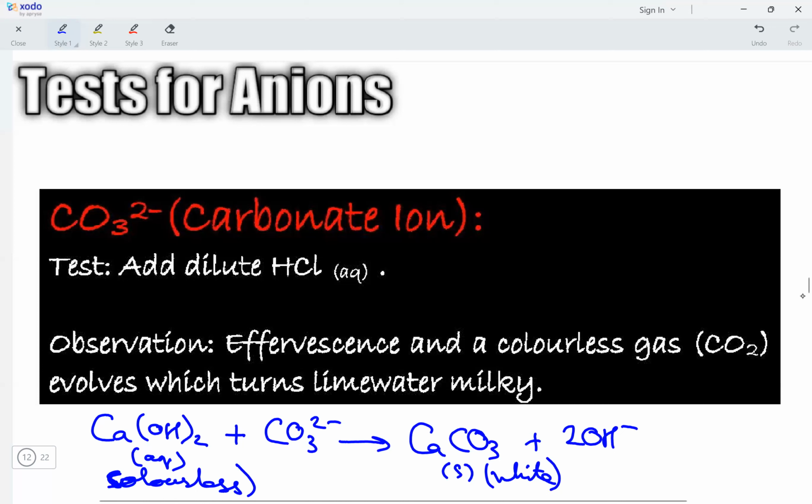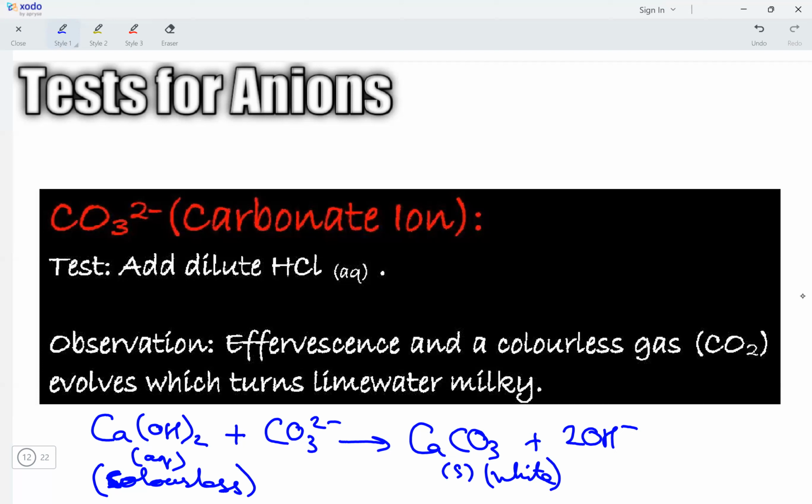Upon addition of carbonate in the solution, we end up with a white precipitate forming, to which we refer to as lime water turns milky. The milky color is due to the formation of calcium carbonate and the presence of calcium carbonate in the solution. So this is the test for carbonate ions.